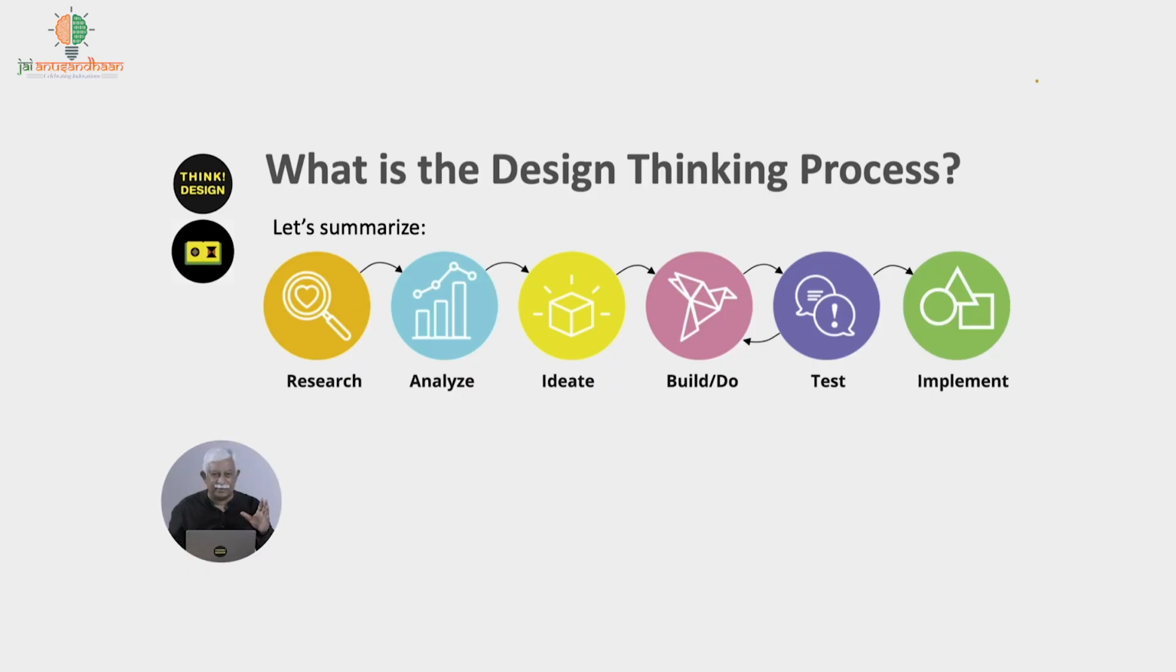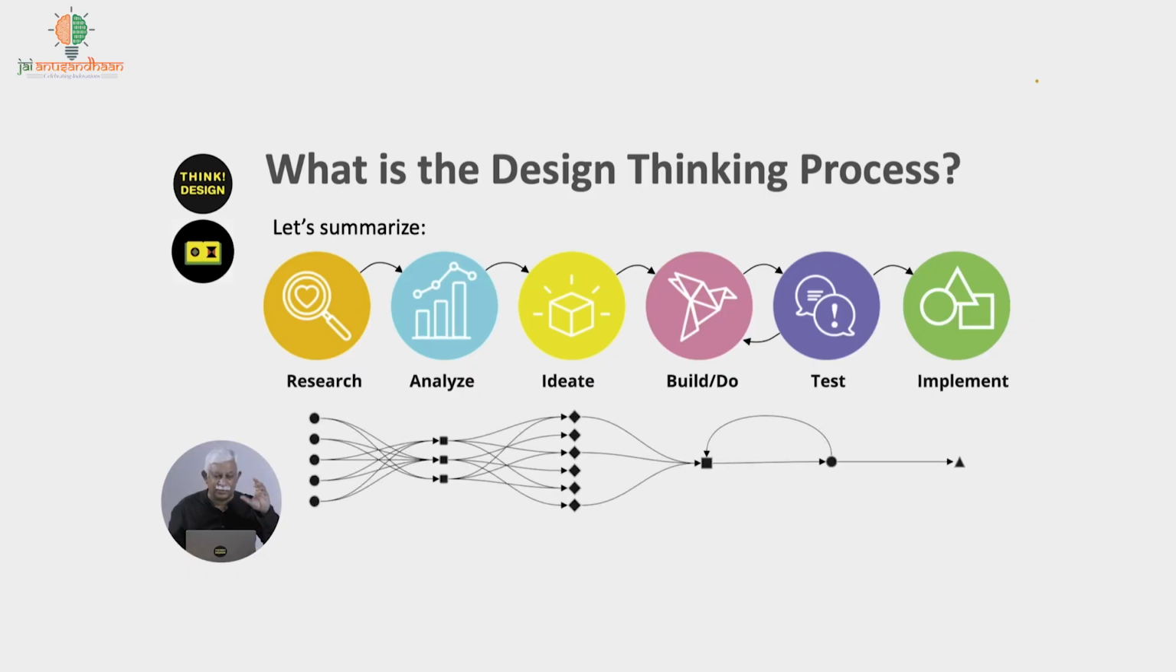So to summarize, if you looked at research, you had to look all over the place to find the information that is most pertinent to your problem. In analysis, you shorten it down because you choose the ones which are really relevant to you. And then when you go to ideation, you are again diverging.